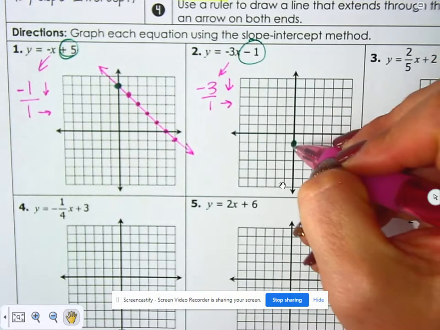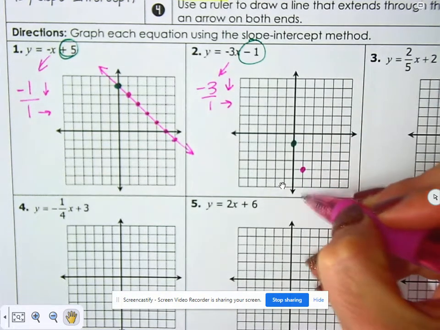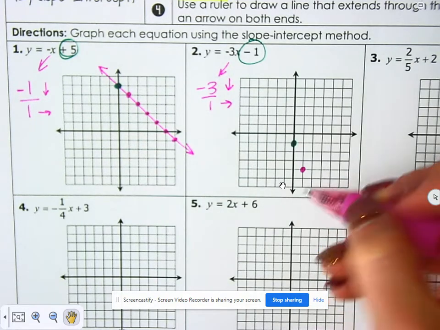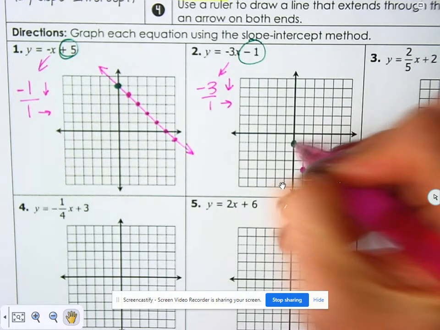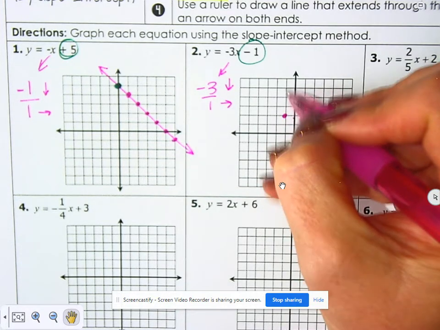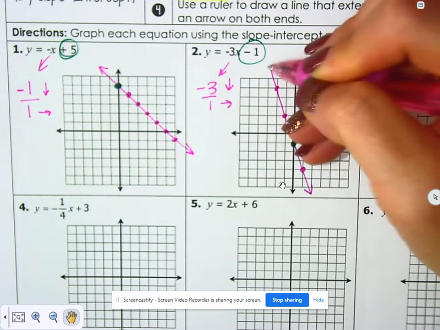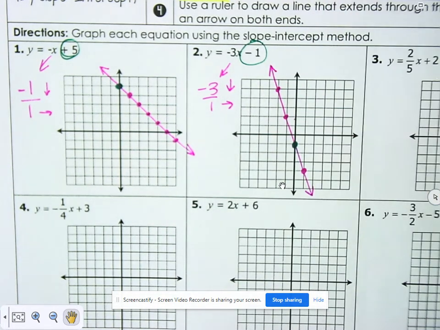Okay, so I'm going to start at negative 1, then I'm going to go down 3 and right 1. Now notice, I can't go down 3 more on this graph, but I can do the opposite. I can go up 3 and left 1, and I am still in line with my points. So you want as many points as will fit on the graph, either above or below the line, does not matter.